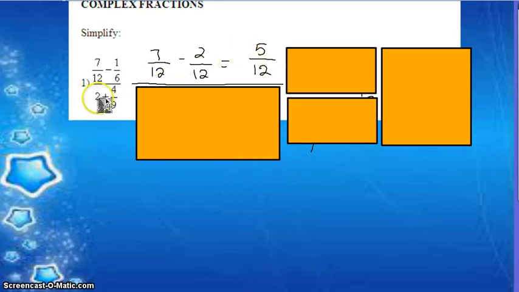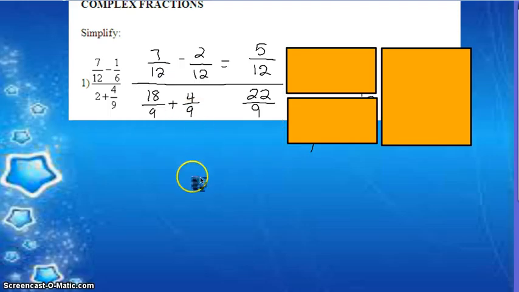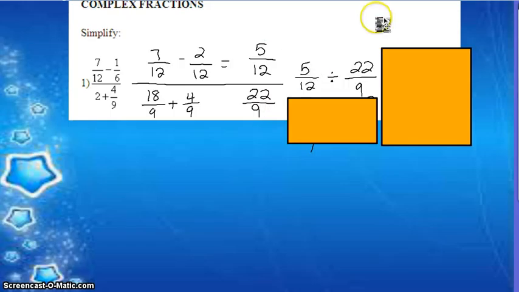You're going to do the same thing for the denominator. We have 2 plus 4/9. So you need a common denominator, which would be 9. So the 2 you would have to multiply by 9 over 9, and then combine it with the 4/9 to get 22/9. Your goal is to have a single fraction divided by a single fraction, because we can rewrite that.